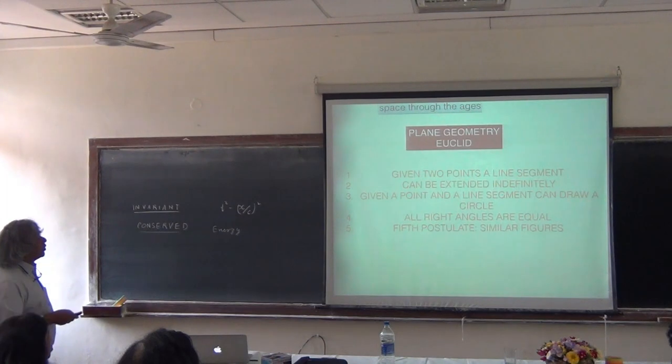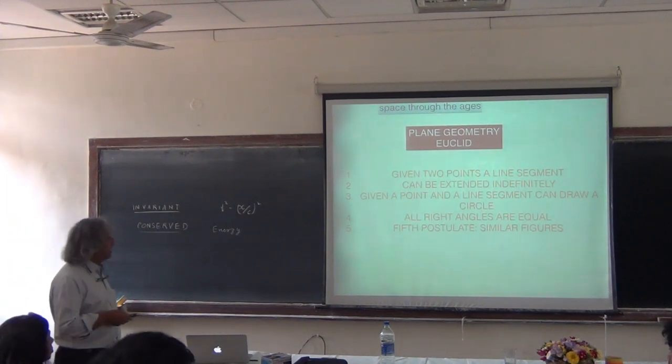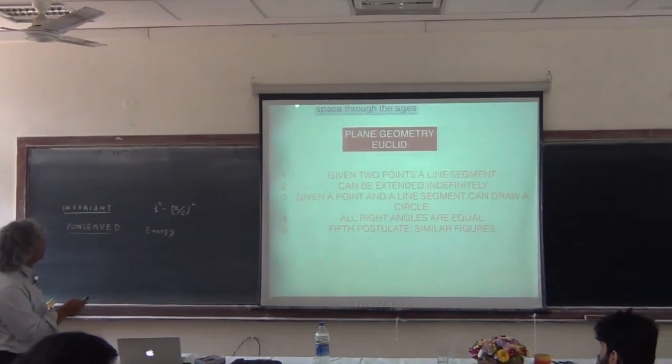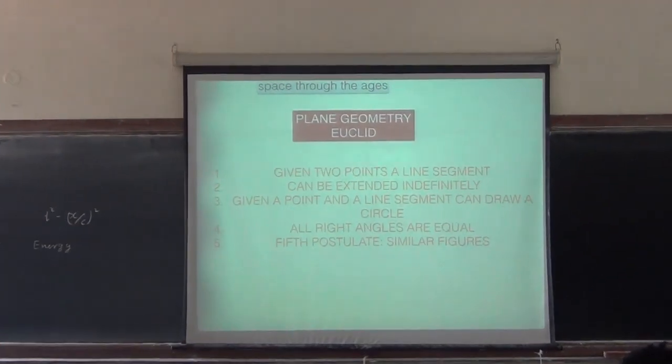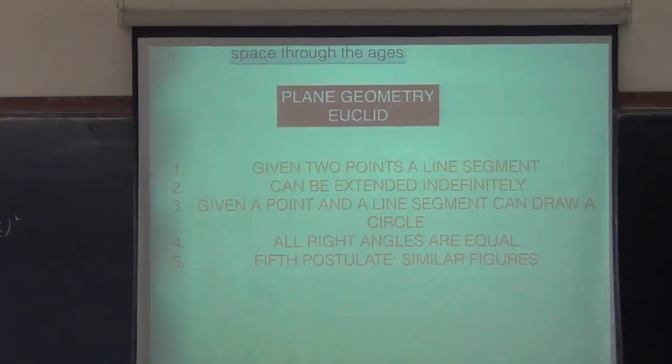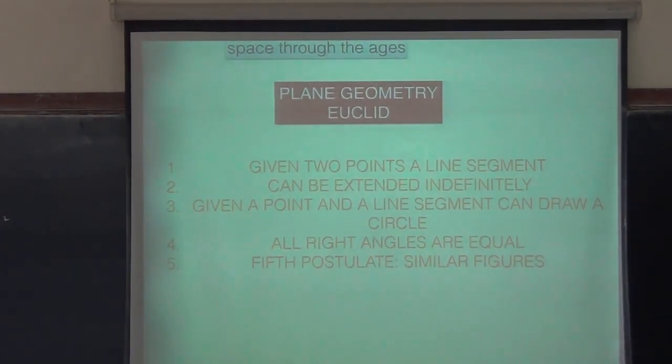Now, before we get into space-time and more complicated things, let's take a review of space through the ages. The earliest formalized version of space was the plane geometry of Euclid. It's a beautiful structure, a great example of mathematics being derived from a set of axioms. The axioms are here, they're five in number, and they're very simple to state, and everybody in this room would believe them. Everybody would believe them except the last one. Let's get to the last one later.